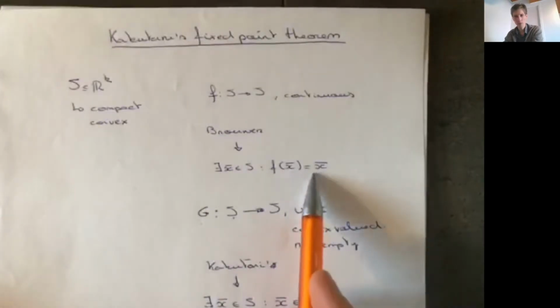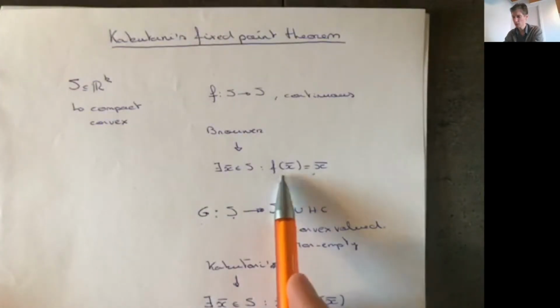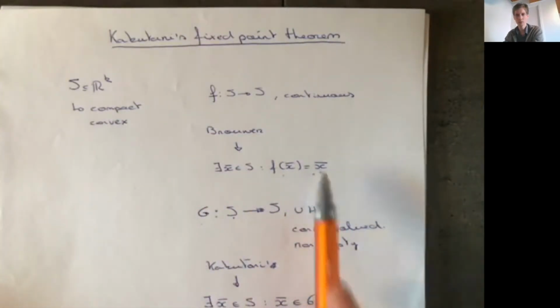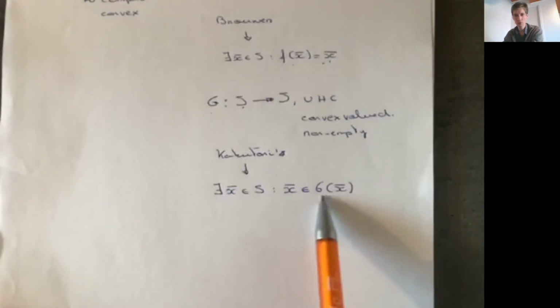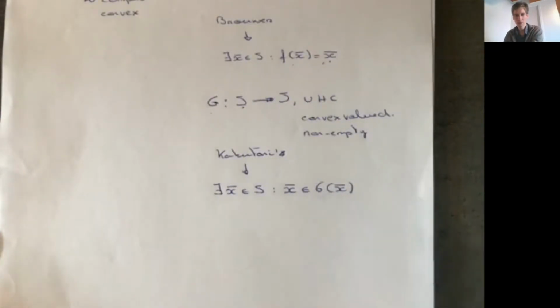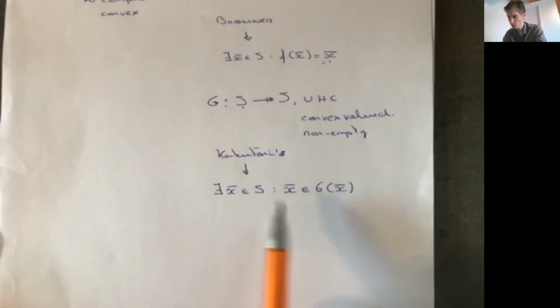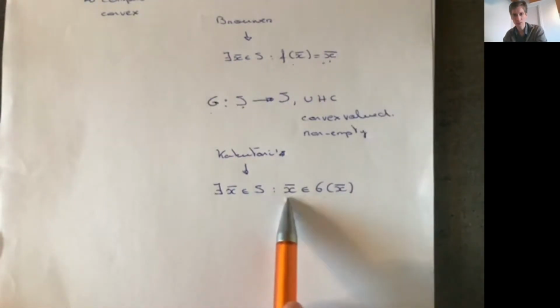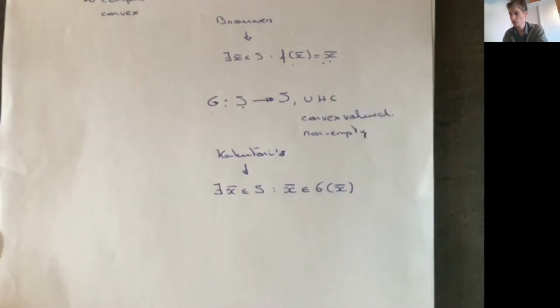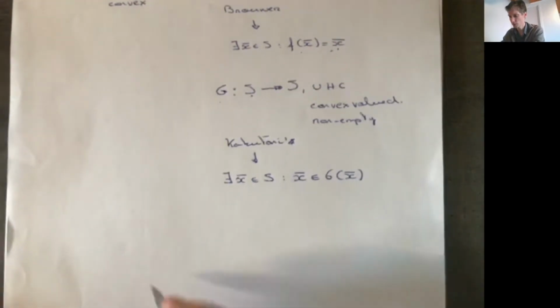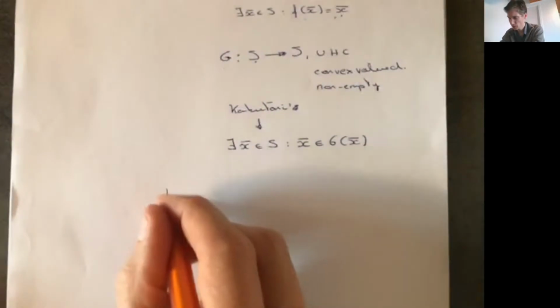So here we had equality, right? Because this is an element in S and this is an element in S. Now a correspondence gives you a subset of S. So here we use element-wise. So there's at least one x in S such that x is in its own mapping, G of x.